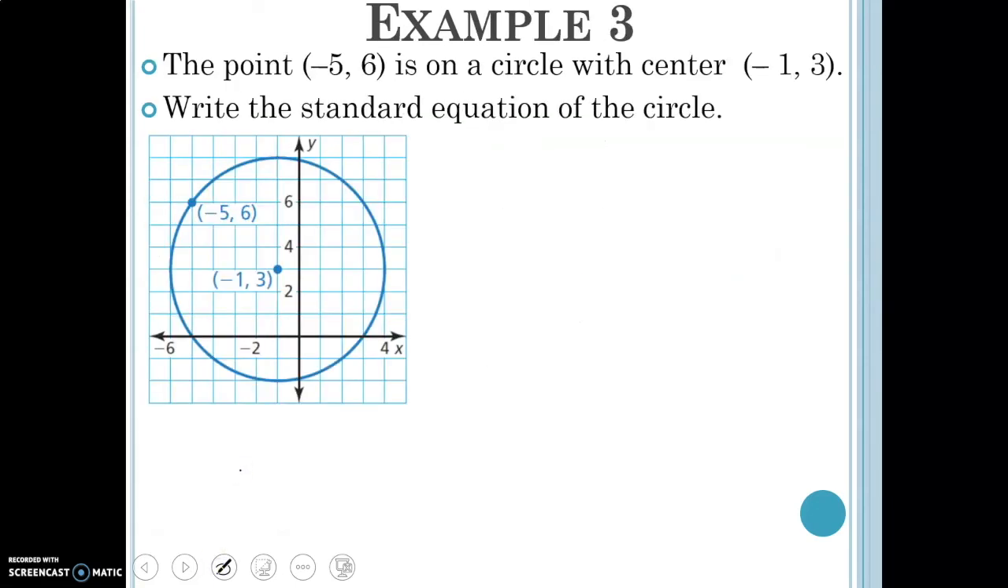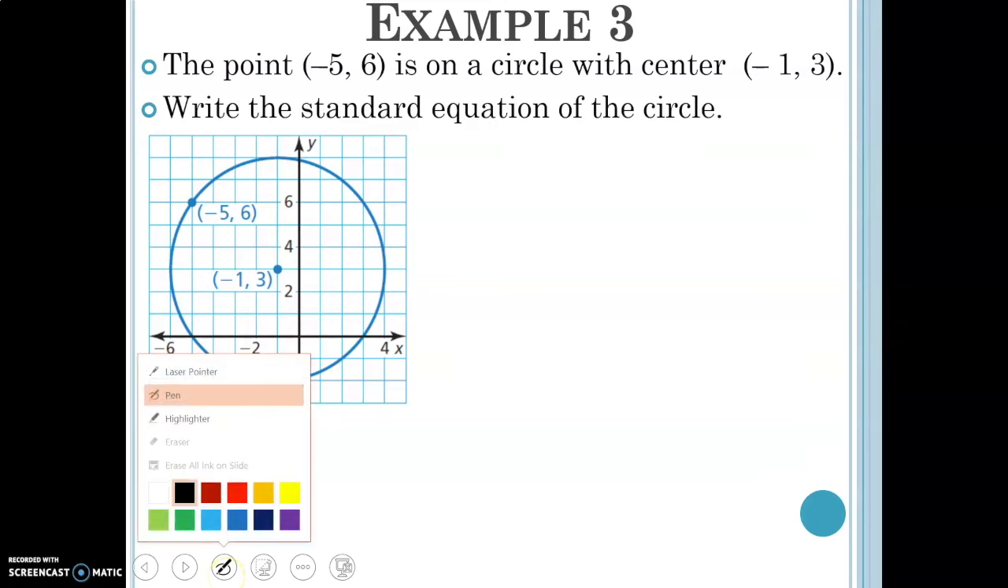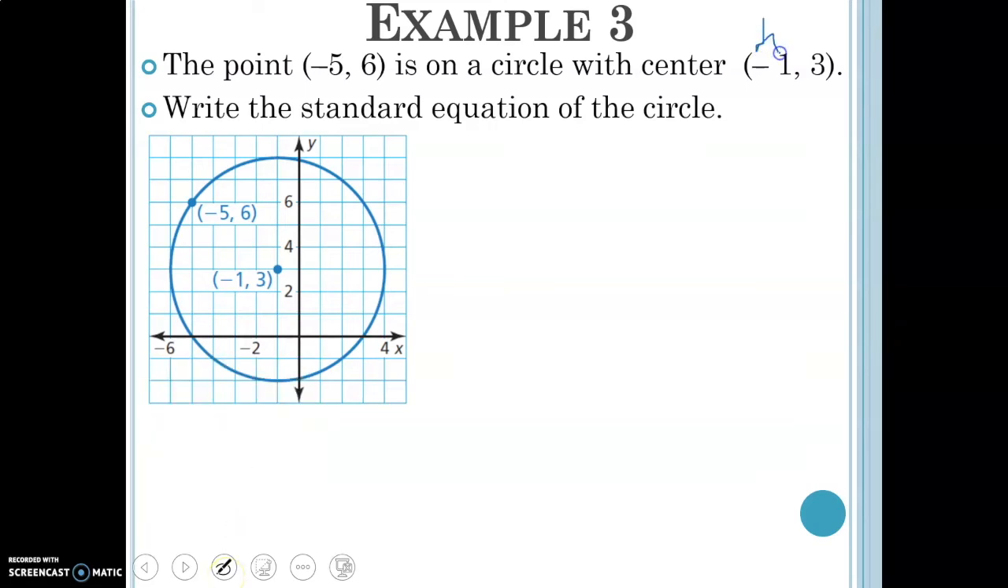All right. So our last example. This is a little bit different from the prior two, but not too many extra steps. Here we have a point (-5, 6) on a circle with center (-1, 3). And we're going to write the standard equation of this circle. As you can see here, we have our center right there.